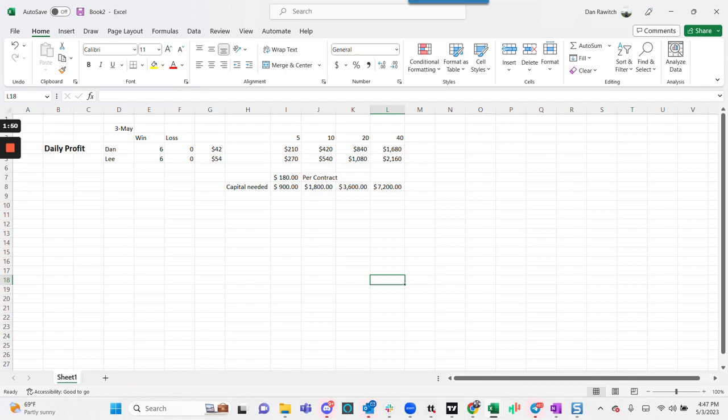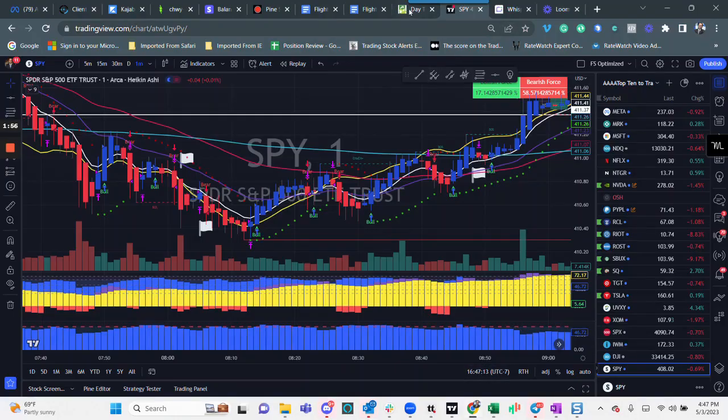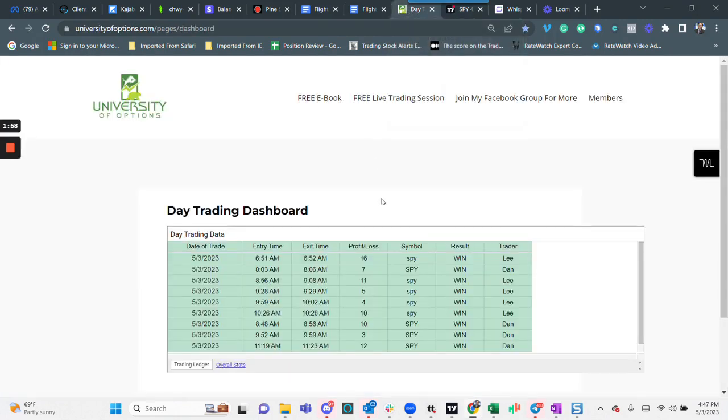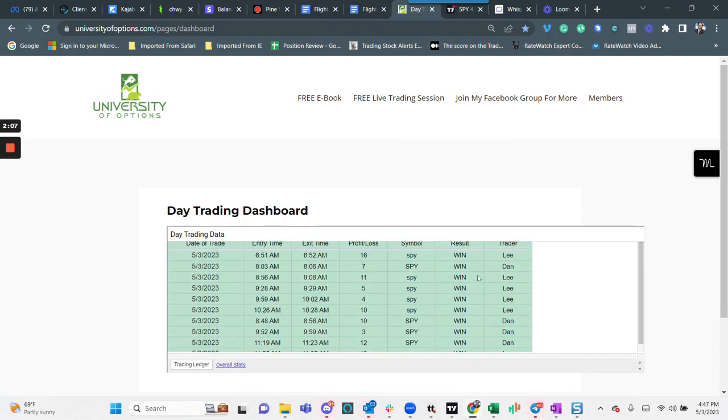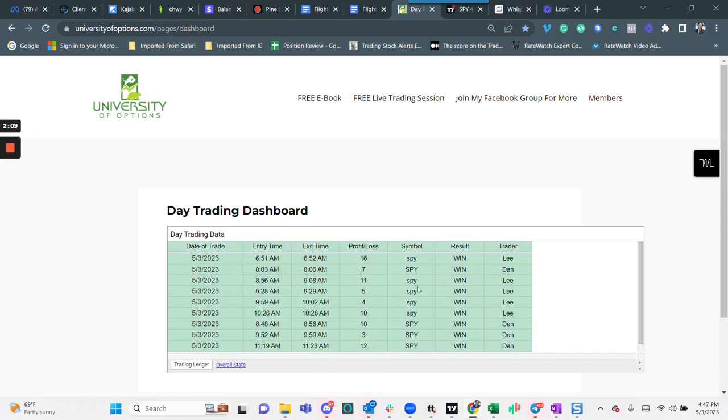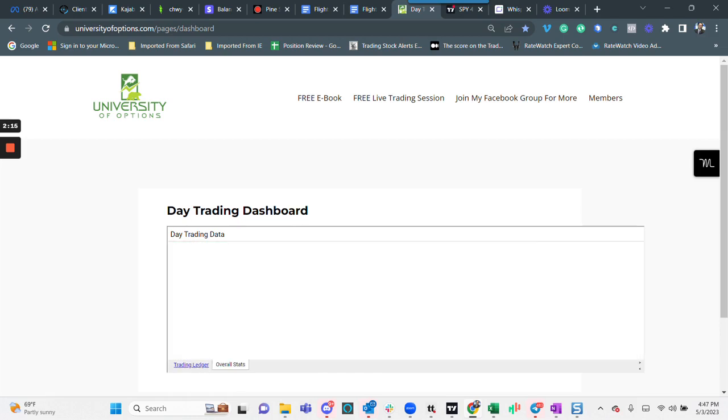So let's recap the trades. First, I'm going to show you the trade log again. This time I marked off the trades ahead of time, so you can see the time that we took every trade, and I'll make this link available to everybody. Between Lee and I, there were 12 trades total, no losses. Now, the overall stats, I think, are impressive.